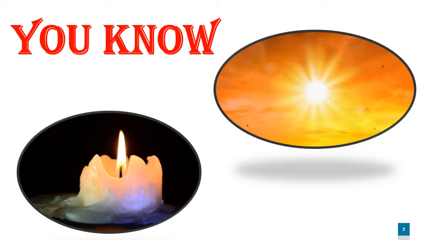You know, we get heat from natural and artificial sources. You can see the picture of a sun and a candle that emits light. Heat from the sun warms the earth. We are able to live on planet Earth because it is at the right distance from the sun.